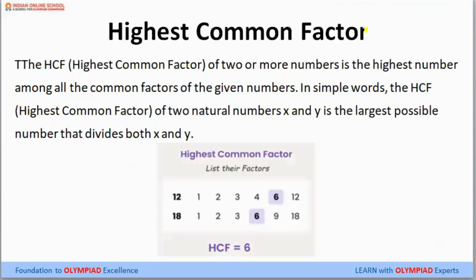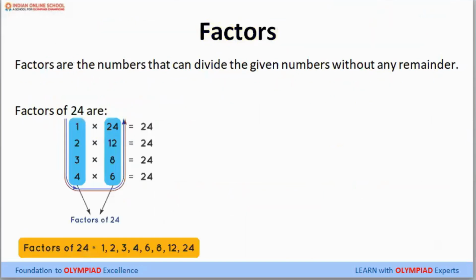Now, how can we figure it out? Here also you can see 3 words: highest, common, and factor. Again, we are going to start from the end only. So first we are going to learn about factors. So what are the factors?